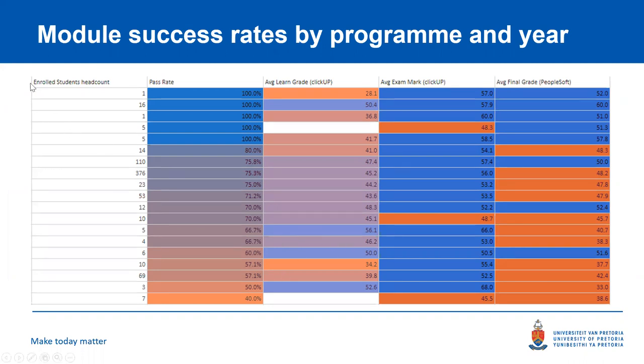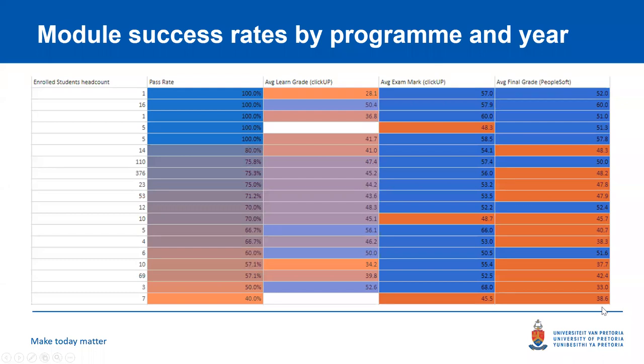What you don't see towards the left-hand side are the programs. So it's a service module and we have the programs. We have the number of students from that specific program taking the module. Then we have the pass rate, and we provide historical learn grade information, which is ClickUp data. We call it ClickUp, it's our Blackboard data. The average exam mark for the students coming from these specific programs, and the final mark.